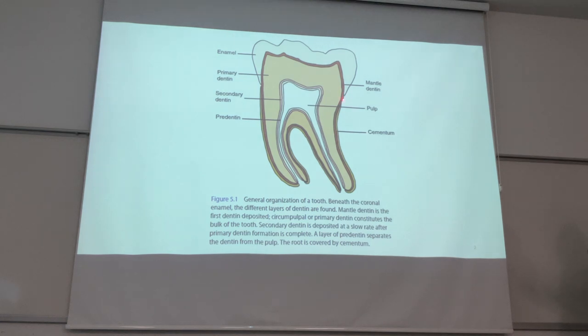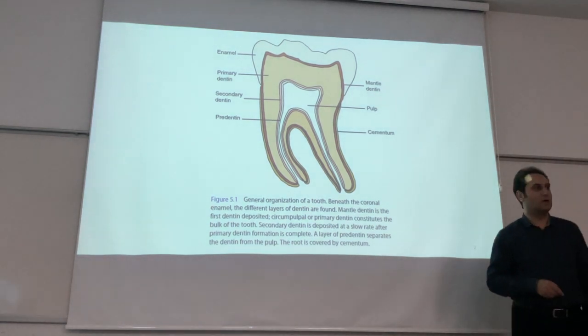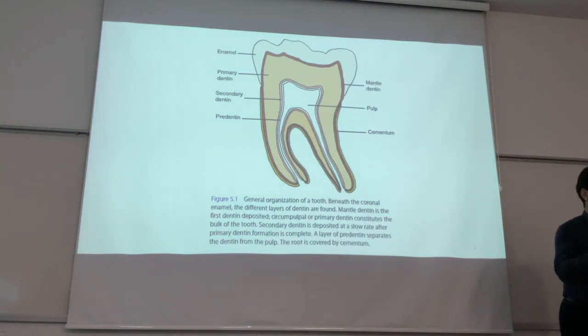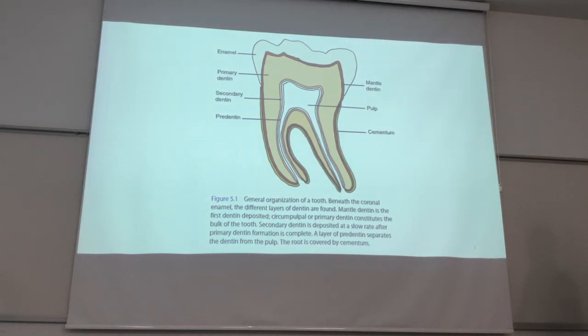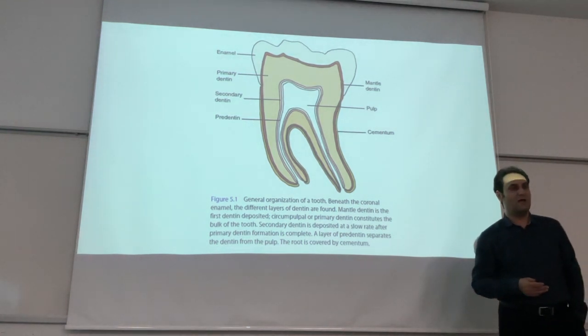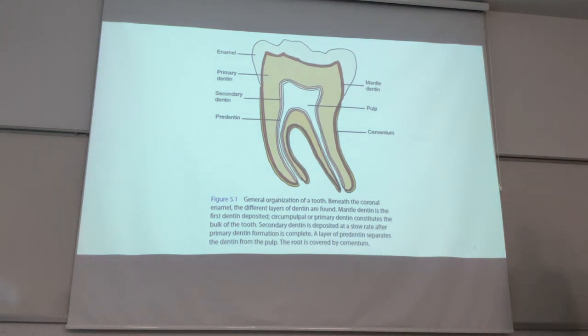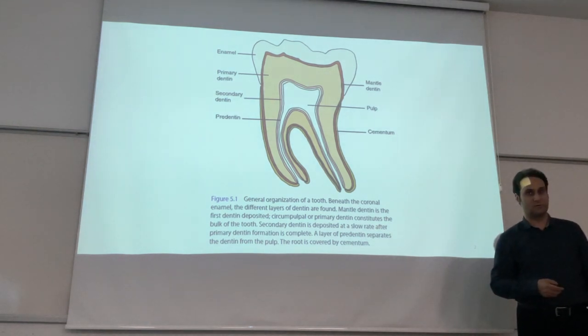But in the root side, here and here, that mantle dentin name changes into the granular dentin. Okay? Granular dentin continues with mantle dentin. In normal conditions, the mantle dentin and granular dentin don't have a high amount of odontoblastic process, and these dentins don't have many channels or ducts.